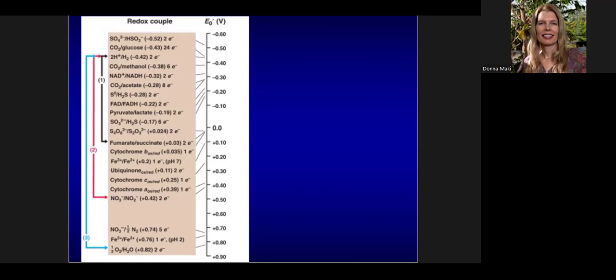Because nitrate is so far down on the tower that it will get some decent ATP out of that. So the further down you are, remember, the better you are at accepting. So oxygen's the best electron acceptor, and then Fe3+ and NO3-. So either of those, really good. Yes.